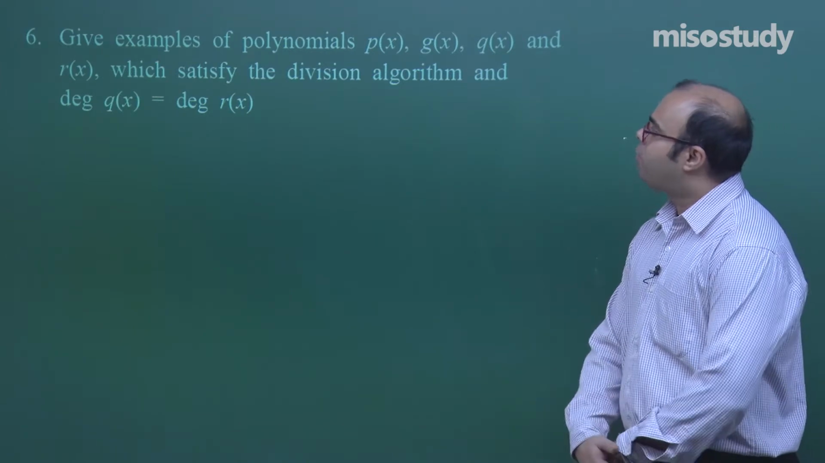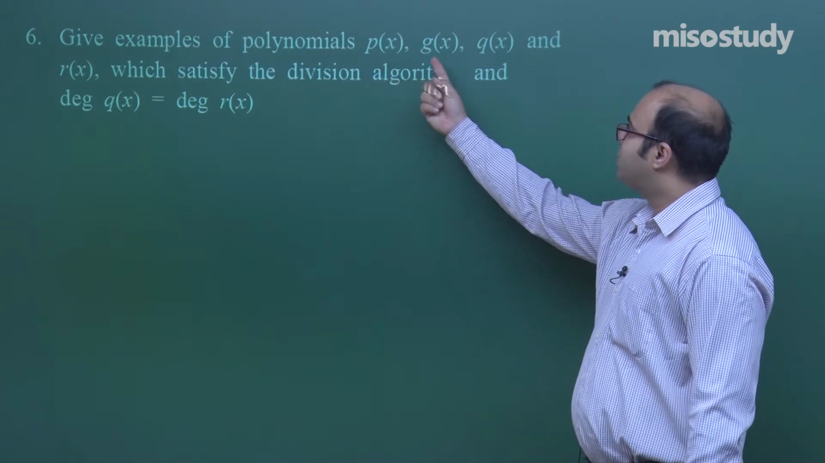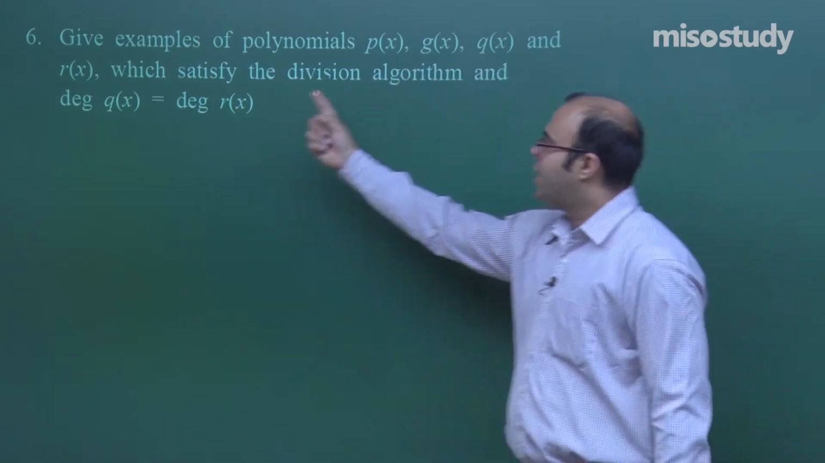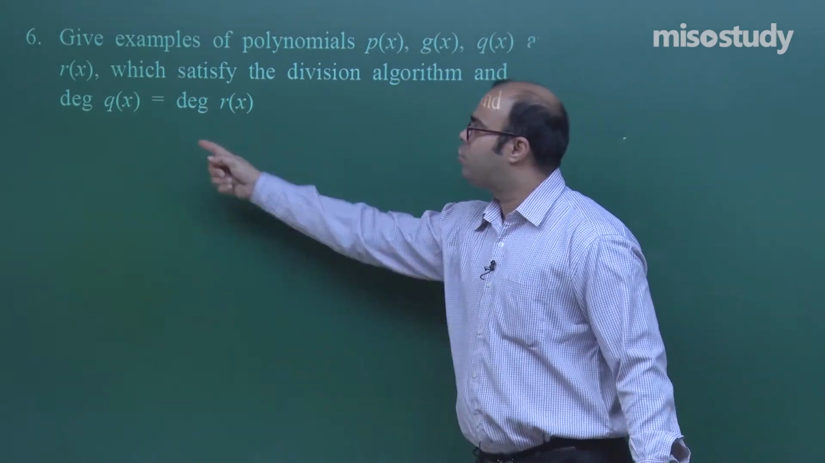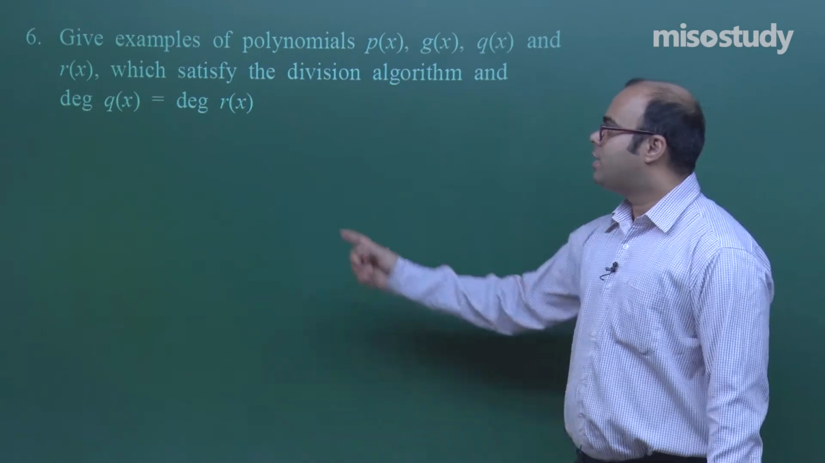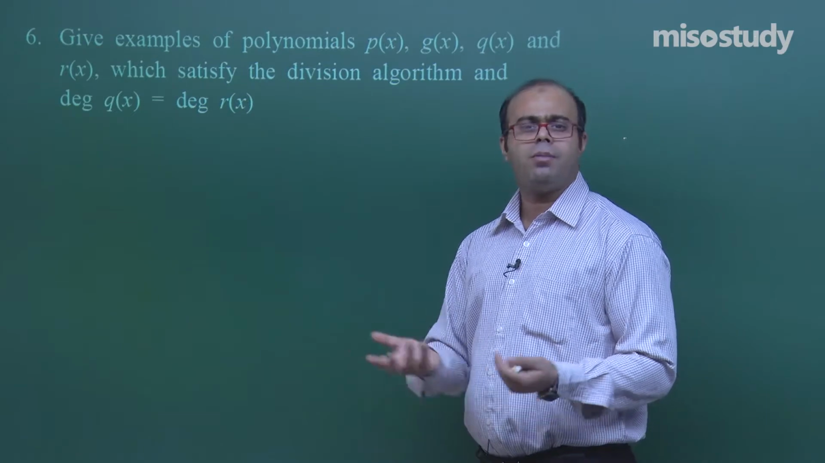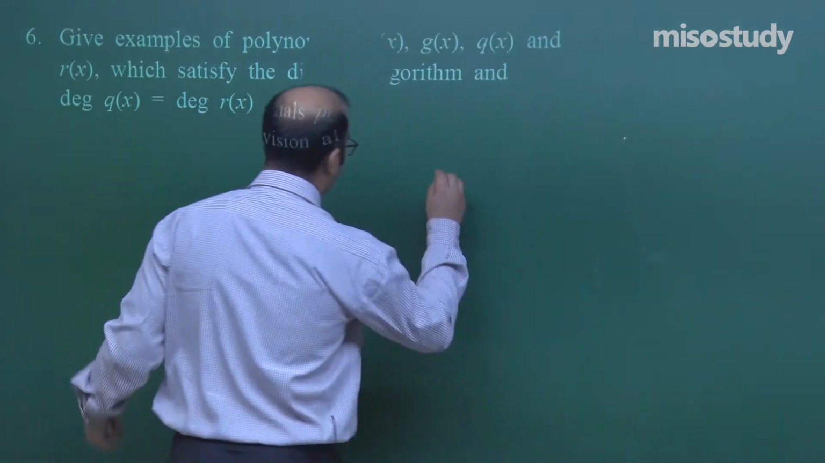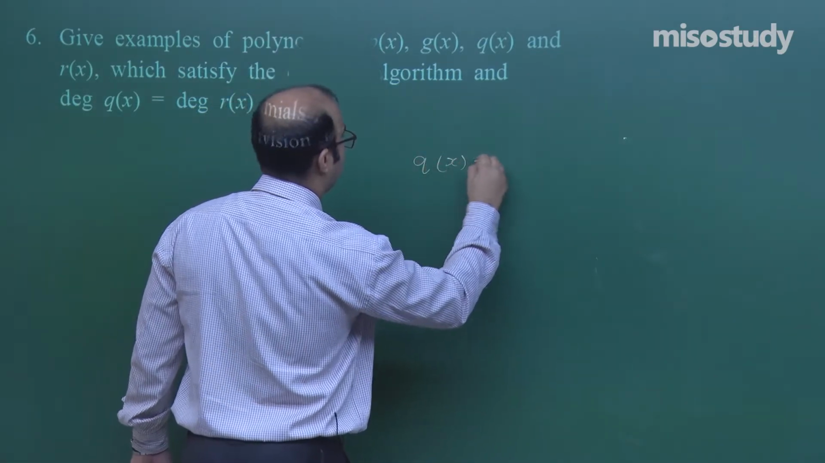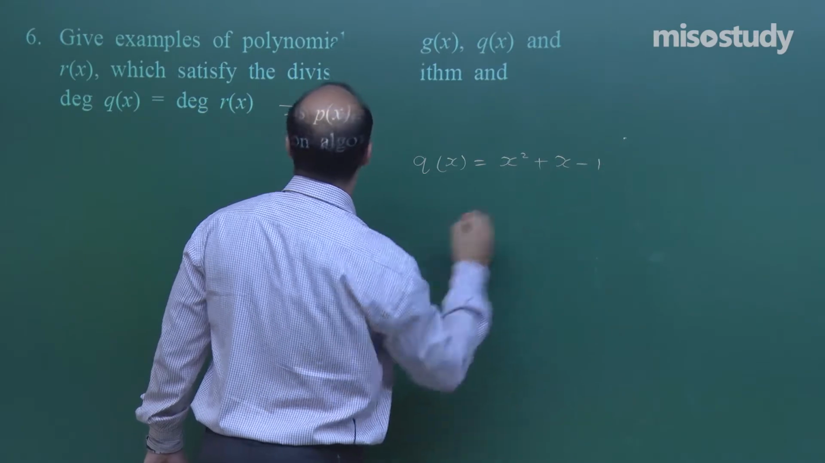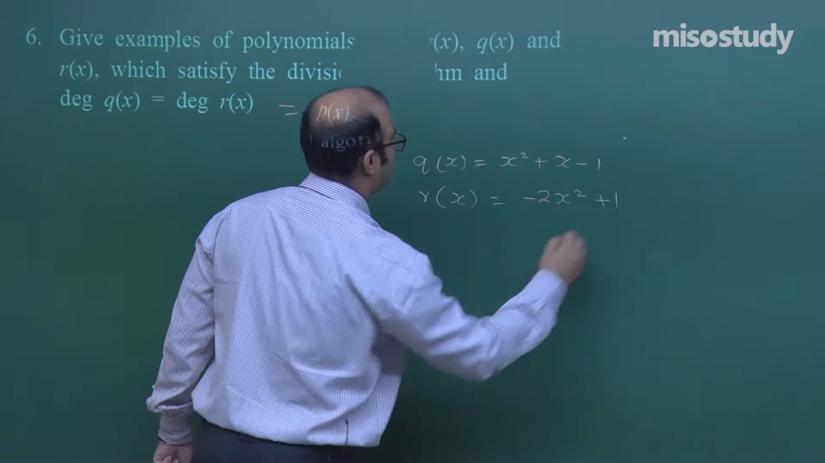Give examples of polynomial px, gx, qx and rx. So px is the dividend, gx is the divisor, qx is the quotient and rx is the remainder, which satisfy the division algorithm, and degree of qx, that is the degree of quotient, is equal to degree of the remainder. So we can take any example. My example may be different from your example, but both are correct. So what I am doing, I am taking degree of qx and rx both as 2. So qx I am taking as x square plus x minus 1 and rx I am taking as minus 2x square plus 1. Both are of 2 degrees.